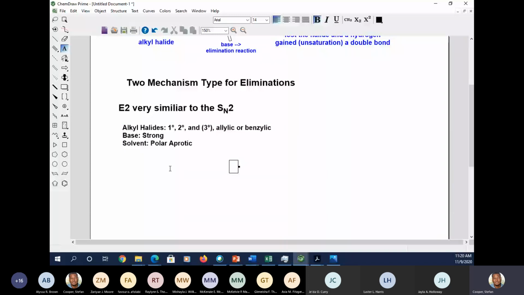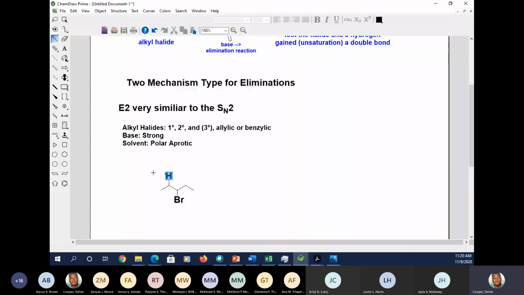But for the E2 process, I need primary and secondary alkyl halides. I need a strong base, and I need polar aprotic solvents. So let's take a look at the mechanism for an E2 process. I'm going to try to use that same example on the board here. I'm going to have a bromine here.